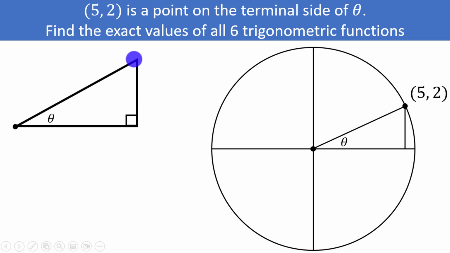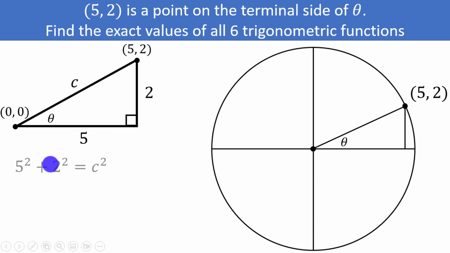We know that the point up here is the point 5, 2, and the point down here is 0, 0. The base of the triangle is the x-coordinate, which is just 5, and the height is the y-coordinate, which is just 2. In order to find all 6 trigonometric functions, we're going to have to know the hypotenuse. So let's solve for that using the Pythagorean theorem. We can call the hypotenuse c.